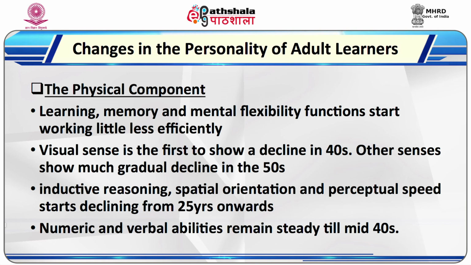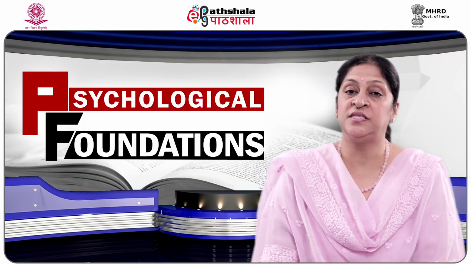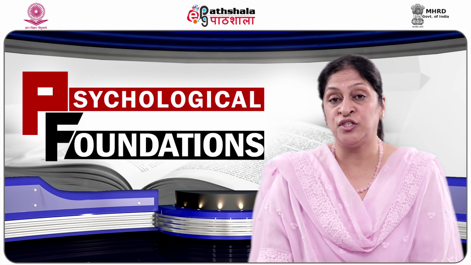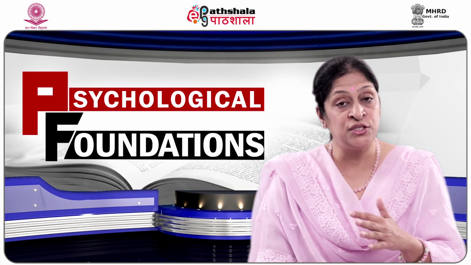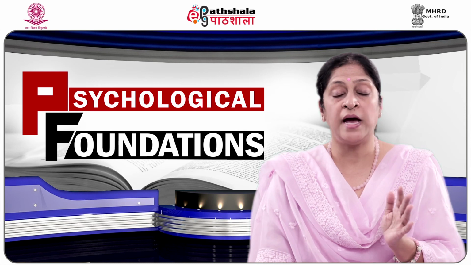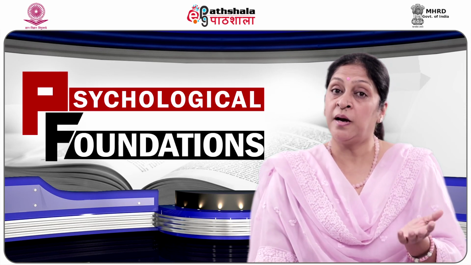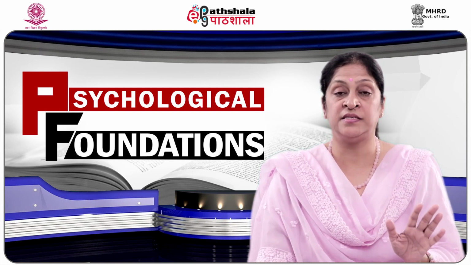There are other psychologists who have said that inductive reasoning, spatial orientation and perceptual speed, that is, how fast we process our data, are at their peak up to about 25. Our numeric ability and verbal ability stay okay till our 40s, and gradually some changes start happening. They said these changes, a slight slowing down in our memory, our learning, our attention span and our processing, do not happen uniformly to everyone. There are people who can delay this kind of decline.